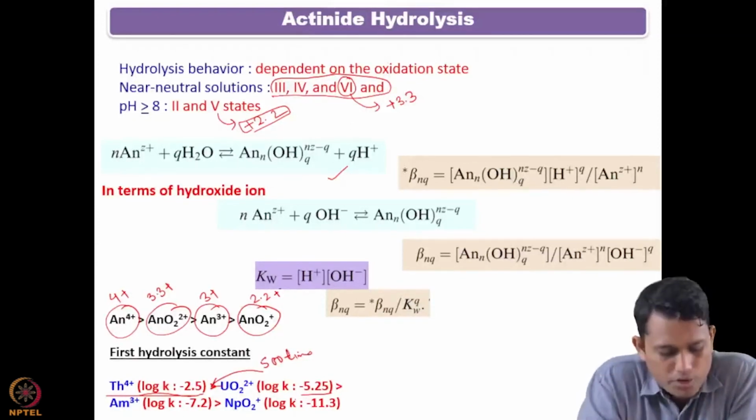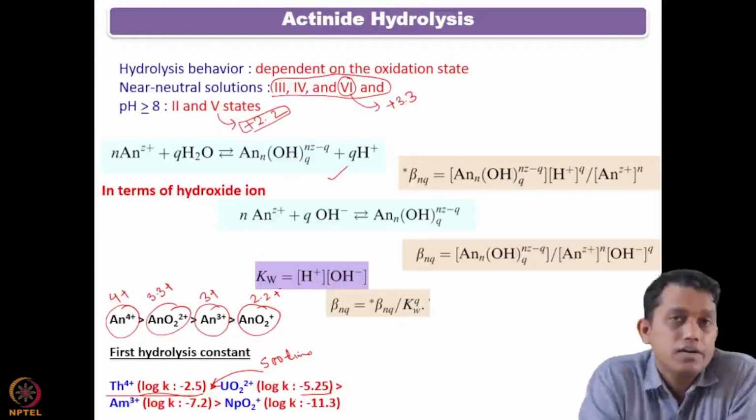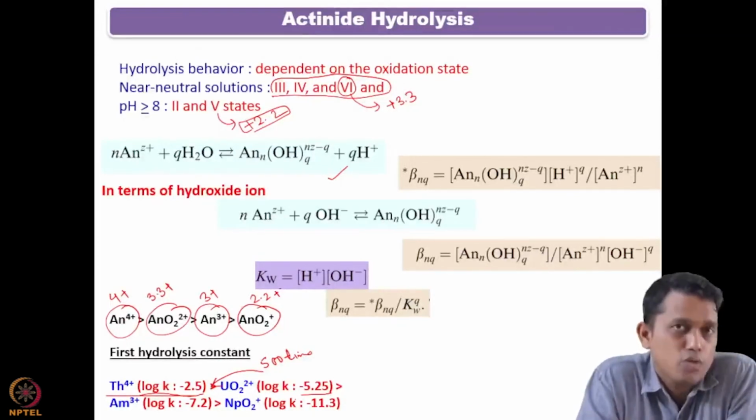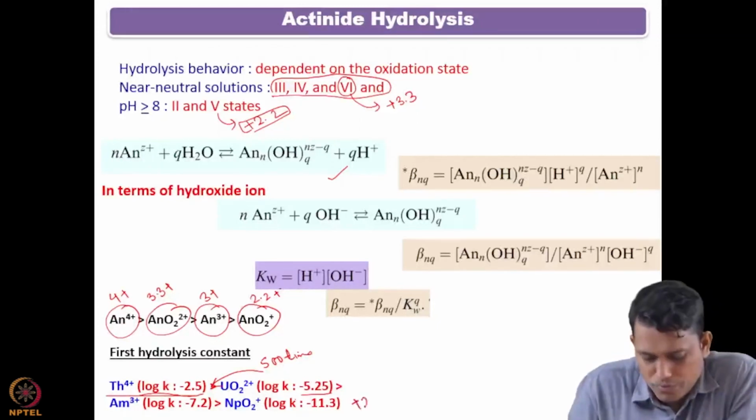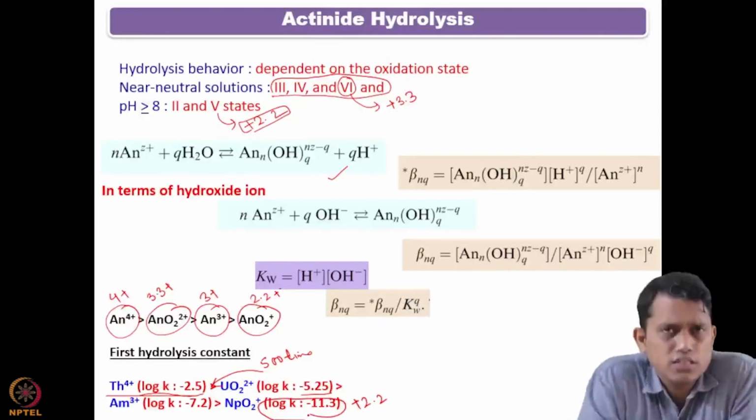And when you compare uranium and americium, again uranium has almost 100 times more tendency of hydrolysis because of the higher charge, that is 3.3 compared to 3 in americium. The lowest possible is for neptunium, which has the lowest possible charge of 2.2 units, and this is very weakly hydrolyzed, and the pH we require for this kind of hydrolysis is generally more than 8 or so.